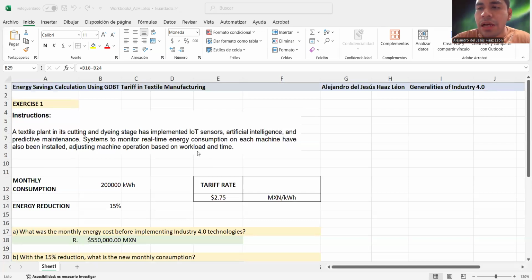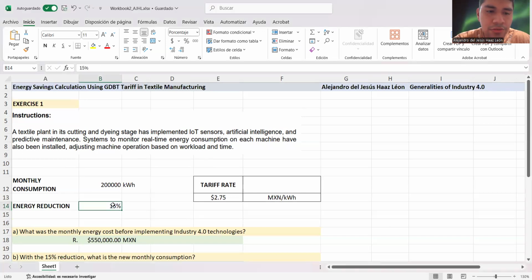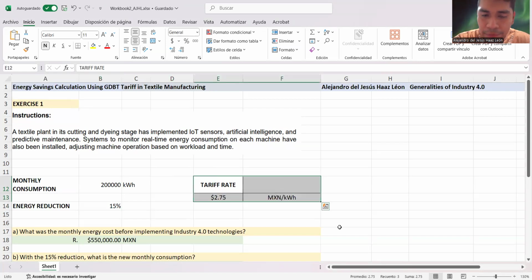With this, we have an objective of energy reduction. In this case, it is about 15% of energy reduction. And the actual monthly energy consumption is 200,000 kilowatt hours. And for this exercise, we're going to use this tariff rate. There's just one that is applicable for all the consumption.